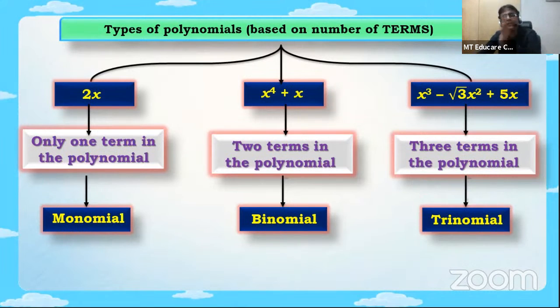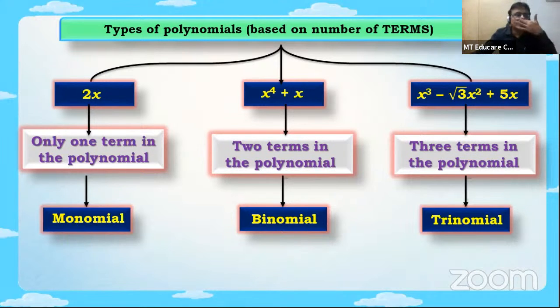More than 3 terms, we all call a polynomial. Even this 2x is a polynomial, but since it has only one term, we called it a monomial. But all three are polynomials also. I hope it is absolutely clear. Now the next category of question, they will give you x raised to 4 plus x and ask you to identify whether it is monomial, binomial, trinomial. Simple. One term monomial, two terms binomial, three terms trinomial.